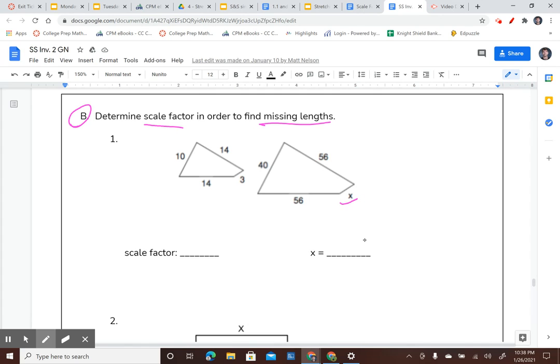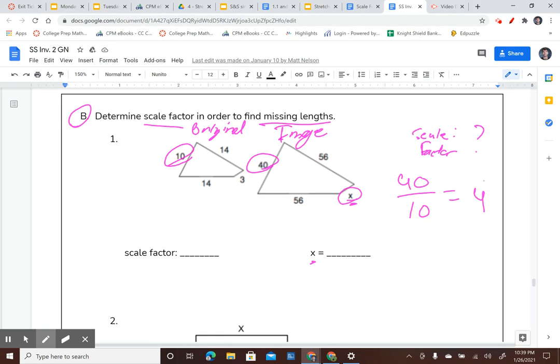And so here in this problem, we're missing the side length x, but it doesn't tell us the scale factor like it did in the last problem. So we actually have to figure it out ourselves. So again, we're going to do image over the original. So the image is on the right because that's my missing side length, and my original is on the left. And so I'm going to take corresponding sides, let's say 40 and 10, and put my image over my original, and that's going to be 4.